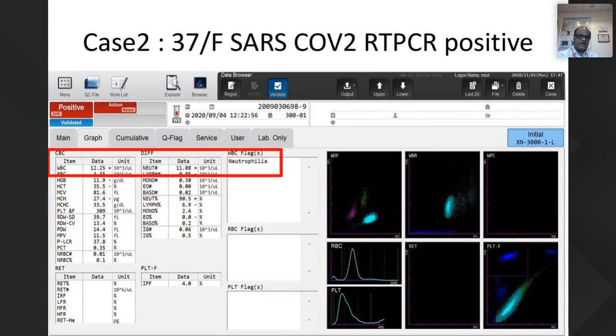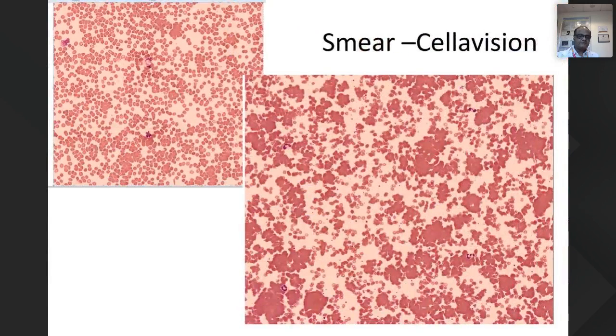Next, let us see what happened in SARS. A 37-year-old female, she was SARS-CoV-2 RT-PCR positive. We know that during positivity, COVID patients usually have neutrophilia. So here you have a neutrophilia in this patient, about 12,000, and about 11% of this, that is 11,000, is what we have got. But let us see what the peripheral smear shows.